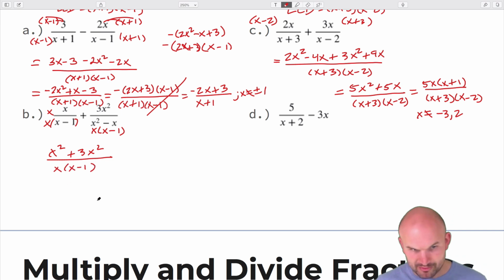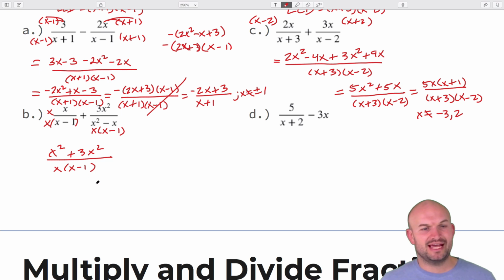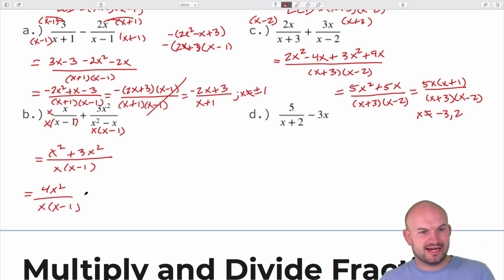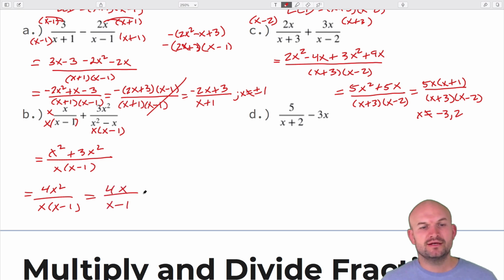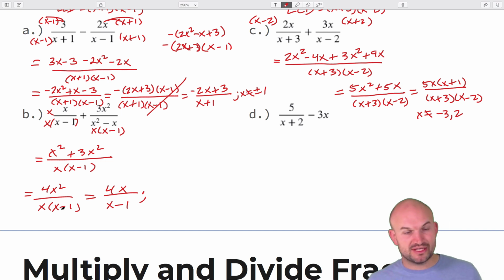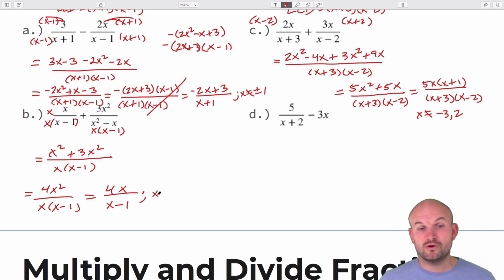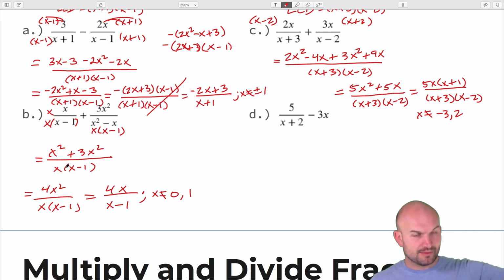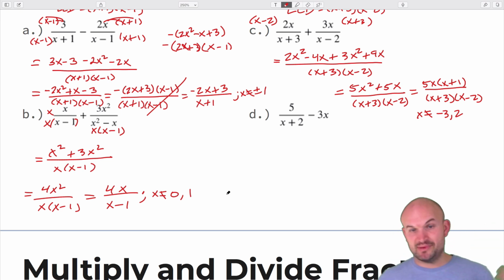Well, that problem's not too bad, right? That just gives you a 4x squared over x times x minus 1. However, you can see that an x can be divided out. So that's going to leave you with a 4x over x minus 1. And our restricted values, again, just because the x got divided out doesn't mean it goes away. X can still not be 0 or 1, because in the original problem, 0 and 1 would make my denominator 0. That's why they're excluded.